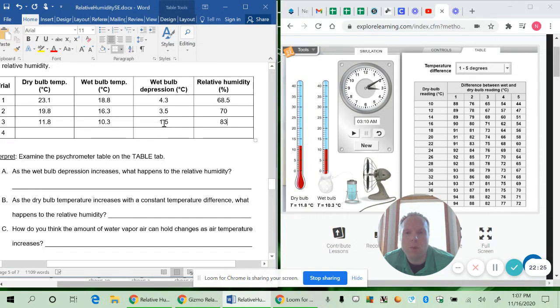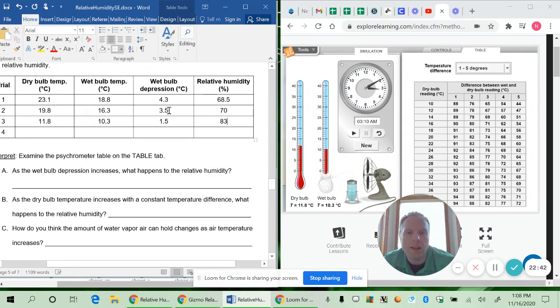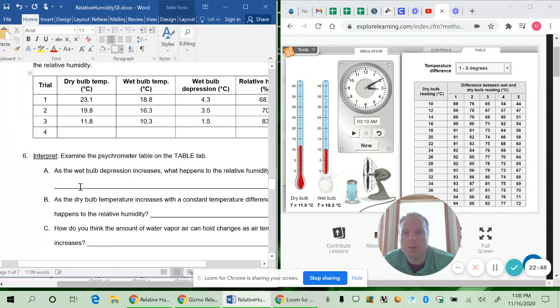Well, look at it. When it was 1.5, the humidity was 83. When it was 3.5, the humidity was 70. And now the biggest one we measured, the humidity was 68. So it looks like when the wet bulb depression gets bigger, that means the humidity is less. And that makes sense because more water is evaporating and cooling down the wet bulb more.